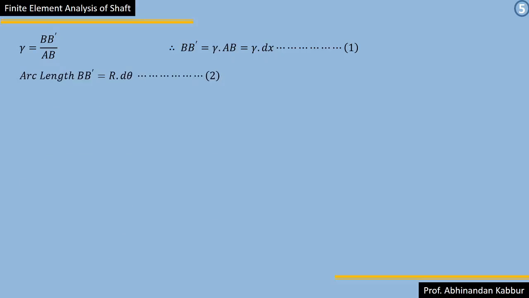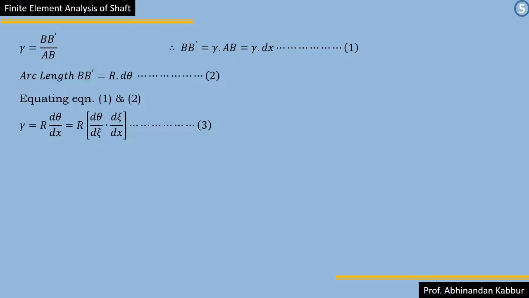Similarly, from the second diagram, where we have shown the small angular displacement on the side view, if I calculate the arc length, my arc length is BB dash. So that arc length BB dash is equal to radius into angle, where the radius I have considered as r and the angle is d theta. So this is my equation number 2.